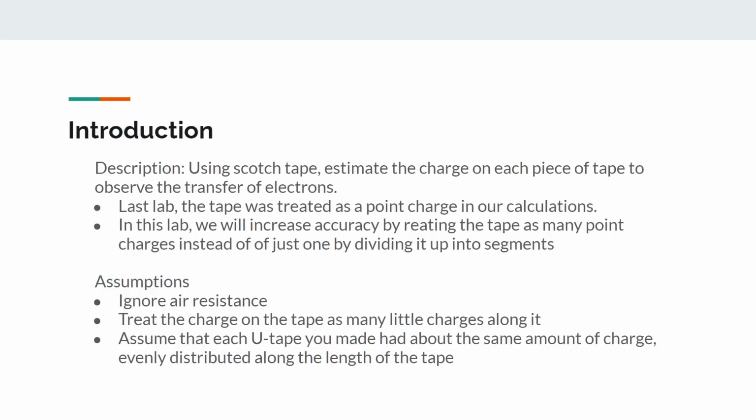So for a little intro, this is based off of Lab 1, where we used Scotch tape, and we're trying to estimate the charge on each piece of tape to observe the transfer of electrons. Last lab, the tape was treated as a point charge in all calculations, but in this lab, we will increase the accuracy by treating the tape as many point charges instead of just one by dividing it up into little line segments. We assume that there's no air resistance.